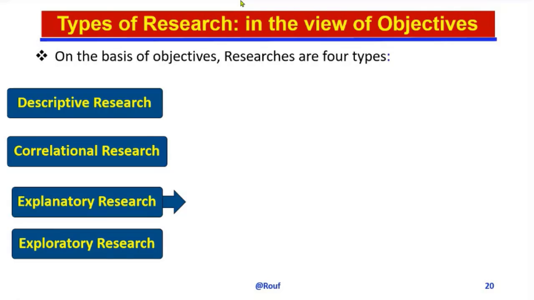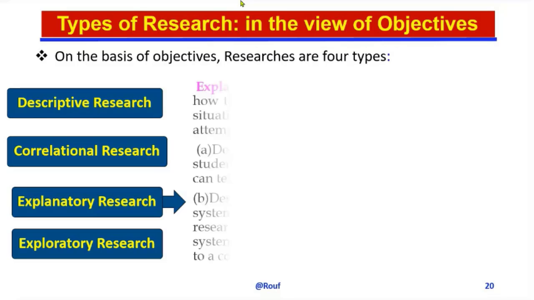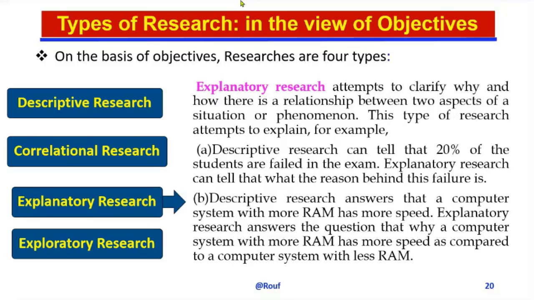Another, explanatory research. Explanatory research aims to clarify why and how there is a relationship between two aspects of a situation or phenomenon. This type of research attempts to explain.